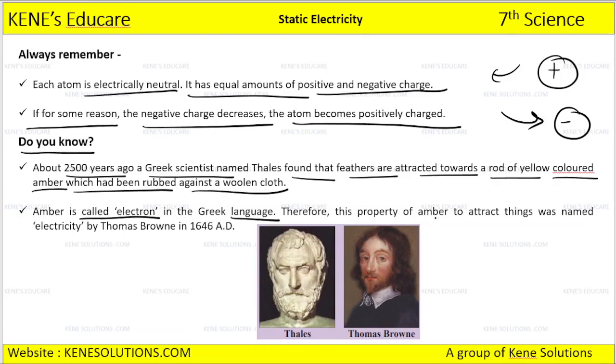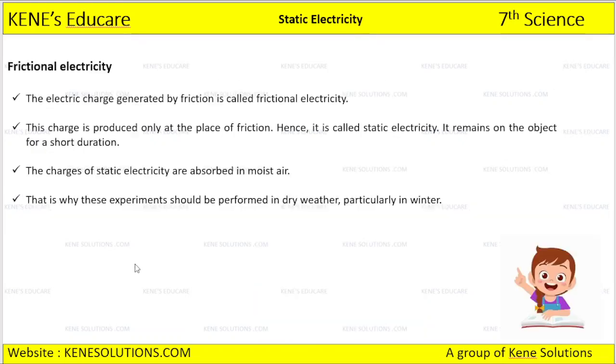Therefore, the property of amber to attract things was named electricity by Thomas Browne. So Thomas Browne was a scientist who gave this term electricity. He simply rubbed the feather and it is attracted to the amber which was rubbed against the woolen cloth. So amber was a rod and that's why amber is called electron, and this electron के वजह से the term electricity came to be known.